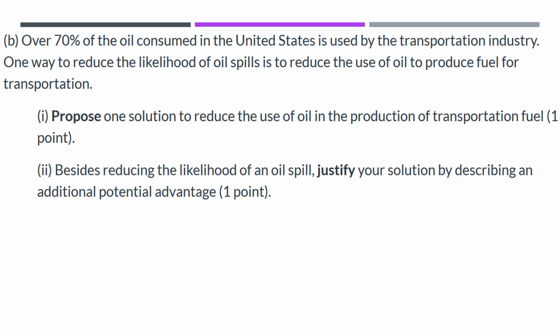So this is just asking for 1 point. How can we stop the use of the production of oil for transportation? So ways to limit transportation. 2. Besides reducing the likelihood of an oil spill, justify your solution by describing an additional potential advantage.